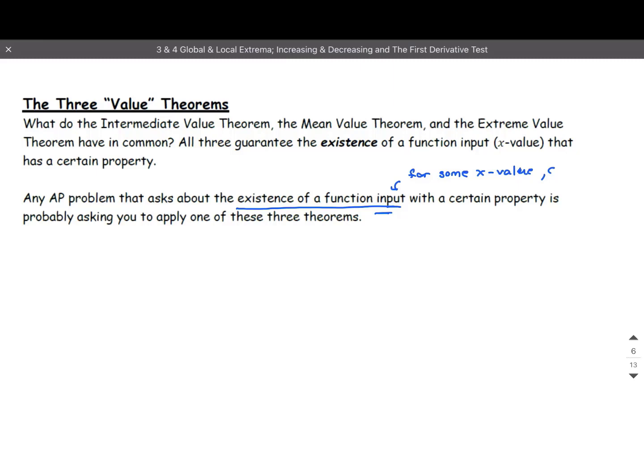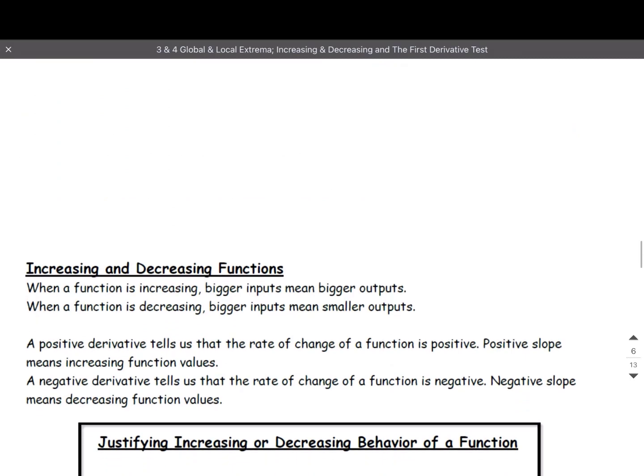Expect to be asked one of these questions, okay? To use the intermediate value theorem: if you know two function values on a continuous interval, it has to take on every function value in between. The mean value theorem: if it's continuous on the closed, differentiable on the open, then f prime of c has to equal the average rate of change on that interval, okay? And the extreme value theorem: if you're continuous on the closed interval, you have to have an absolute max and you have to have an absolute minimum. One of those three theorems, okay?